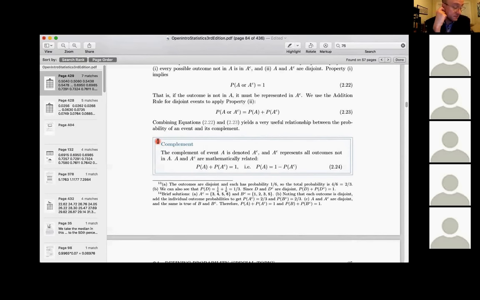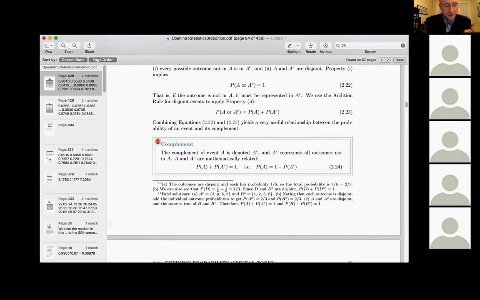Whatever the probability is, if it's a probability of 0.2, which is a 20% chance, what is the complement? Well, there's an 80% chance of not whatever event we're talking about, not winning the lottery, I suppose.